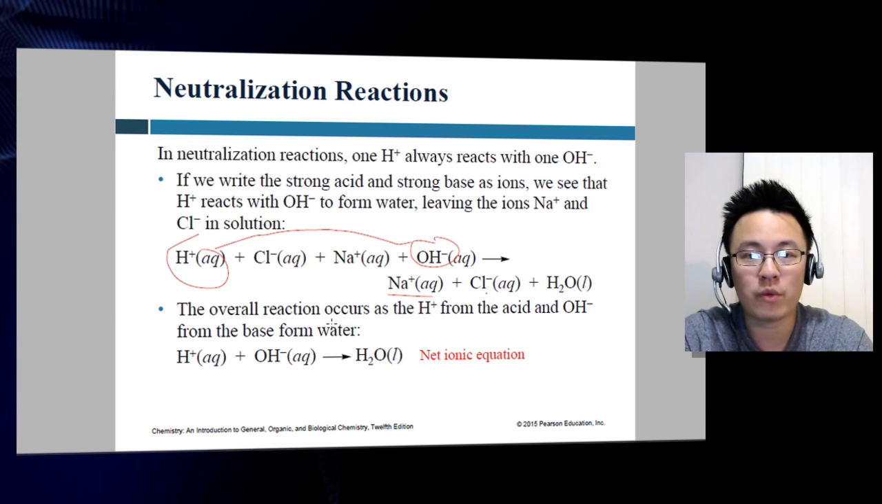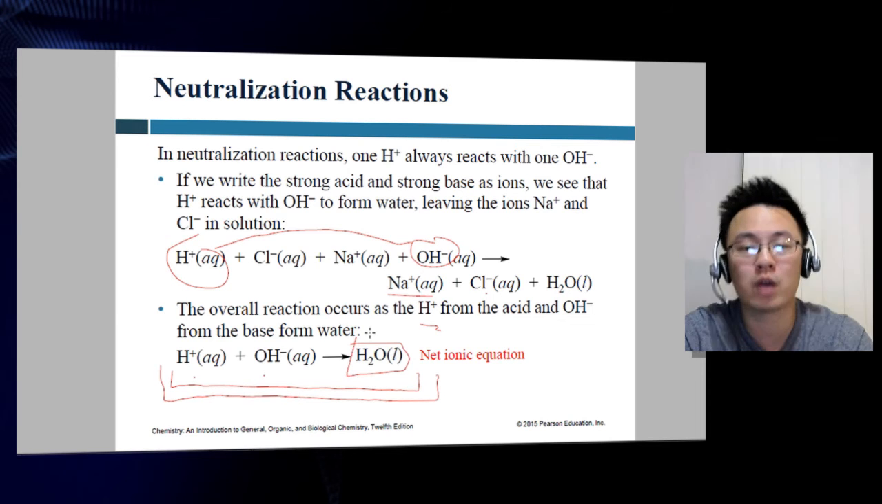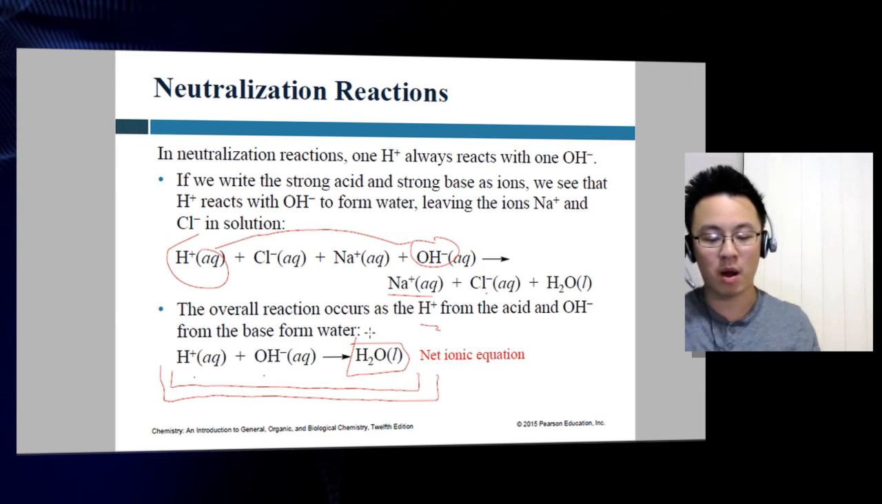So therefore, the overall reaction occurs as the hydrogen ion from the acid and hydroxide ion from the base form that water. So here we have that net ionic equation. That is a key reaction that's going on in a neutralization reaction. We have those acids and bases and therefore producing water, which we know is a neutral molecule.